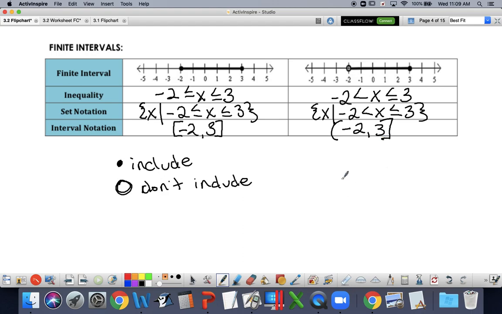And I know it's going to look strange to you. You may not like it, right? They're kind of uneven, but that is how we write that particular notation.